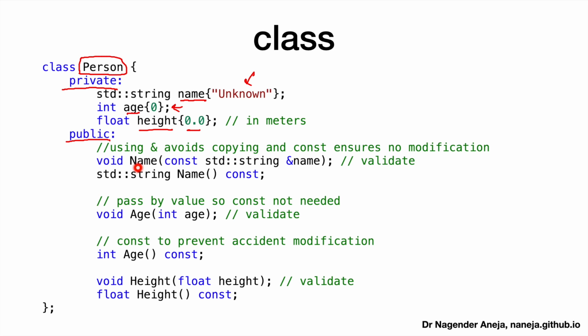So we have a function called name. If name receives some value, then it means that this is a mutator. But if name does not receive any value, it becomes an accessor. So you don't have to write getName, setName. You can have that also, you can call this a set name and a get name, but the simple name is also sufficient.